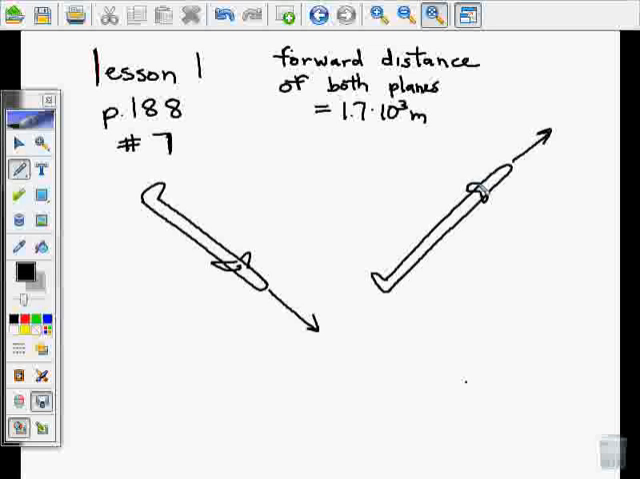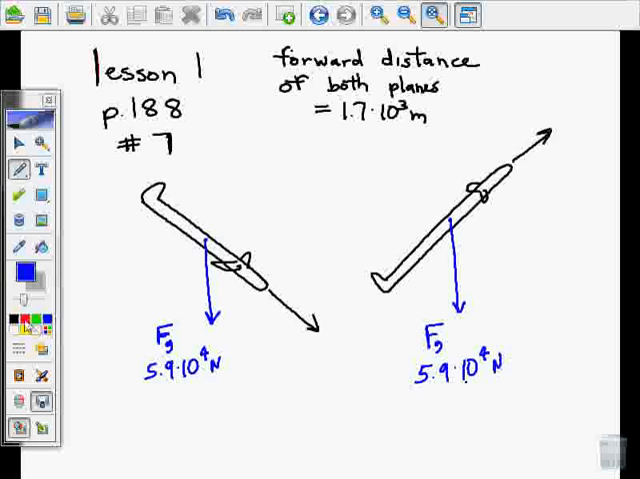Now basically there's 3 forces acting on these planes. There's the downward weight force, which is F sub g. And they tell us the weight of the plane is 5.9 times 10 to the 4th. So this is the same plane over here. Has a downward weight force 5.9 times 10 to the 4th newtons.